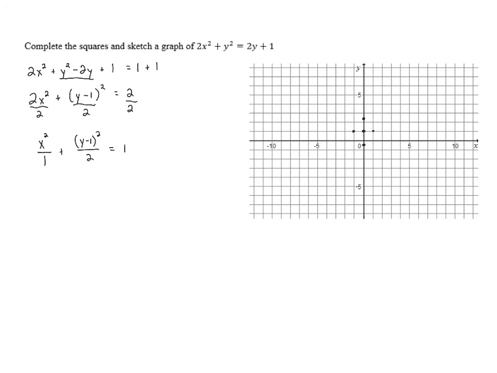And once we have those, we can connect all of the dots, and we've got our ellipse, which is the graph of 2x squared plus y squared equals 2y plus 1.